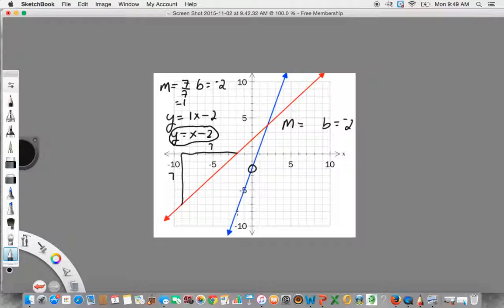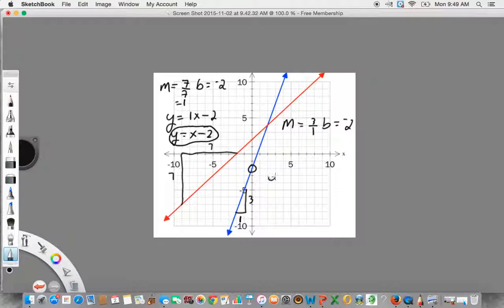I'll make my triangle this time, I'll do it right there. Make it a bit smaller. So I'm going to go right 1. So that's my run. And then I go up 3. So my slope is a rise of 3 over a run of 1.